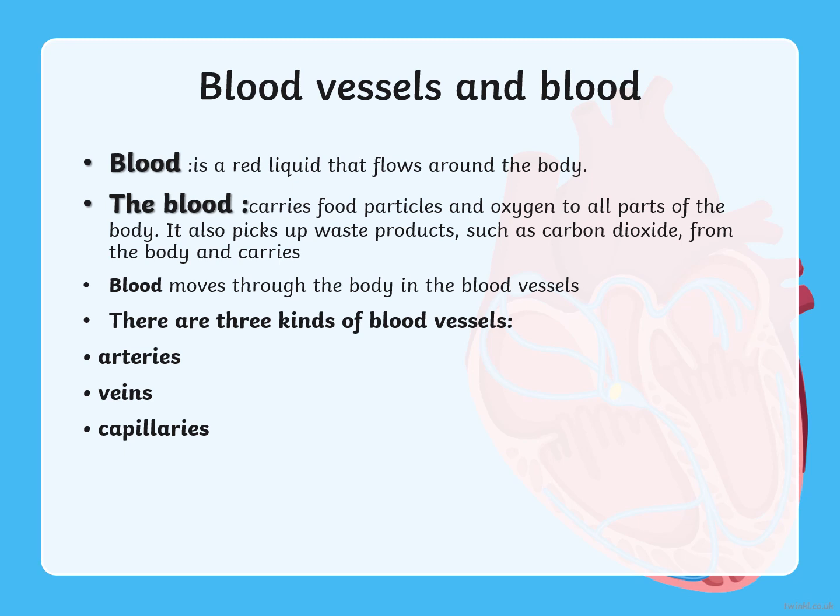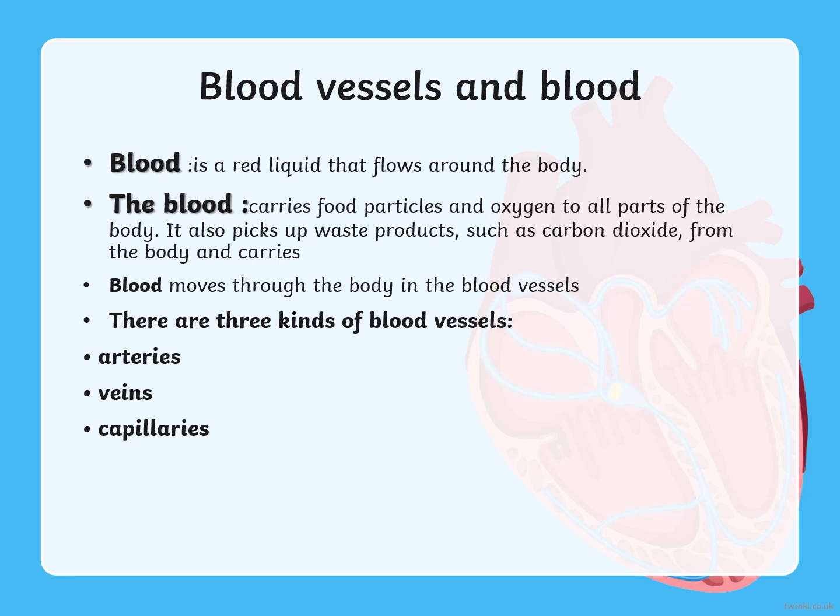Let's talk about the second and third parts, the blood and the blood vessels. The blood is a red liquid that flows around the body. So what does the blood do? The blood carries the food particles and oxygen to all parts of the body. It also picks up waste products such as carbon dioxide from the body and carries them away.